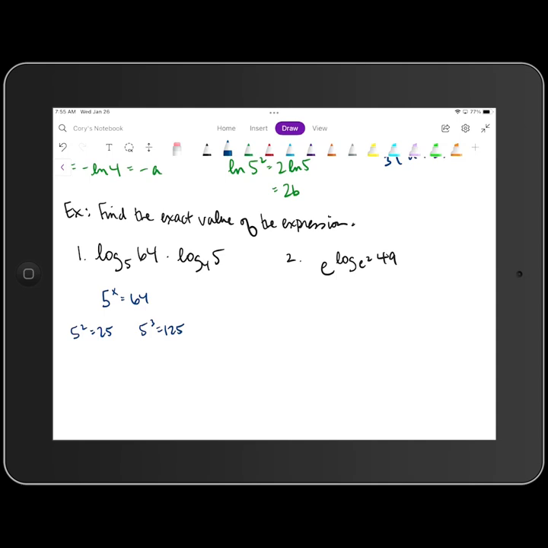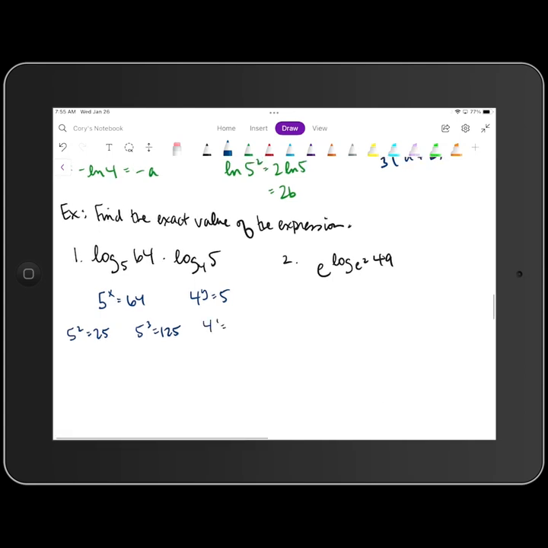Similarly, when we look at the log base 4 of 5, we know that 4 raised to some power needs to be equal to 5. So we know that the log base 4 of 5 is going to be somewhere between 1 and 2, because 4 to the first power is 4, 4 squared is 16, and 5 is somewhere between 4 and 16. So we know we're taking some number between 2 and 3 and multiplying it by some number between 1 and 2, but we don't know what either of those two numbers are.